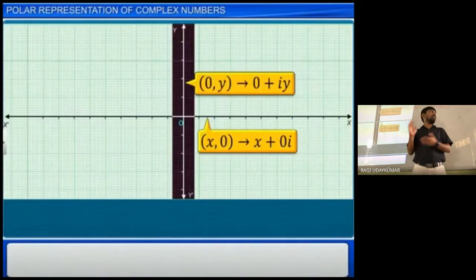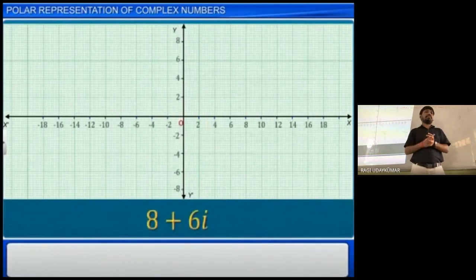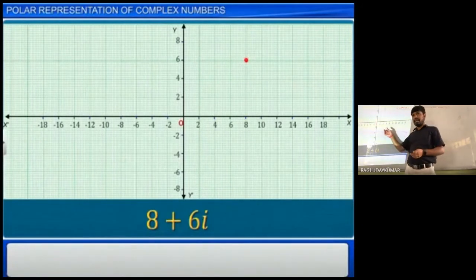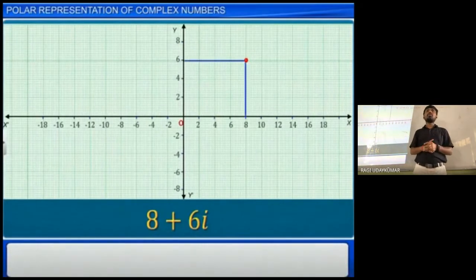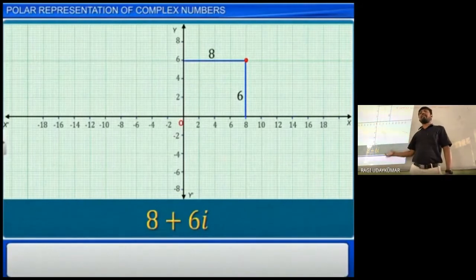(0, y) whenever you are taking, it is written as 0 plus iy. Only the imaginary part is there. That's why it is on the imaginary line. So 8 plus 6i is there. We are going to represent the 8 on the real line and 6 on the imaginary line, that is nothing but the imaginary axis. So combining both, whatever point you get, that point is represented as 8 plus 6i. That's why that plane is called the complex plane, or imaginary plane.